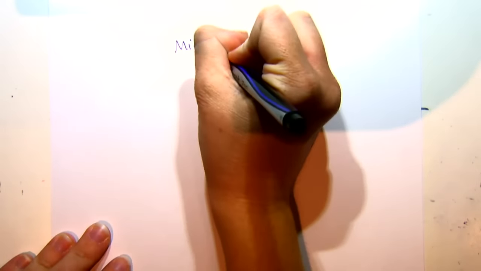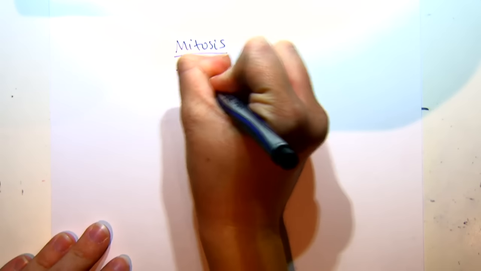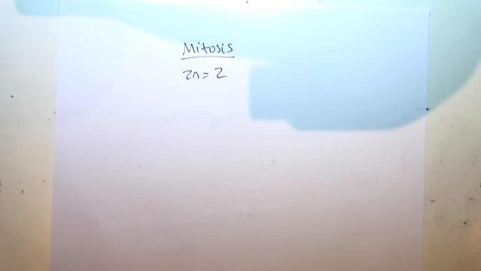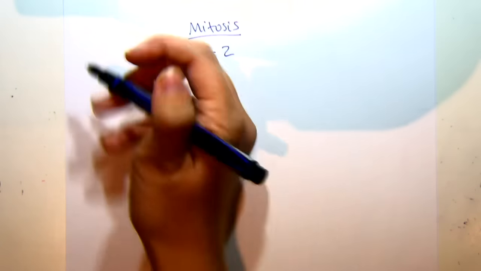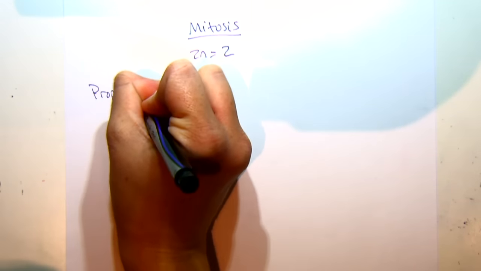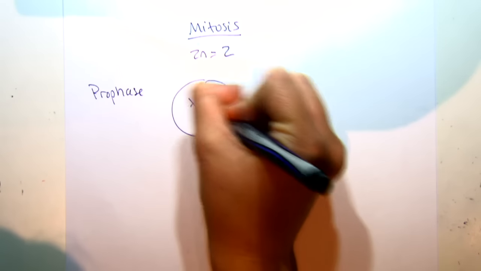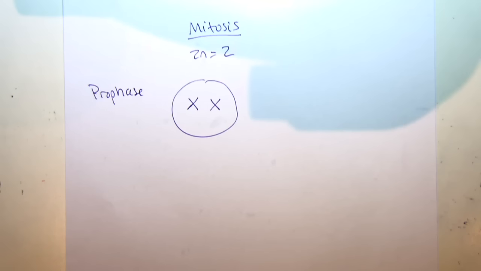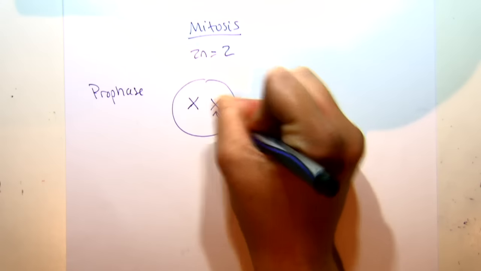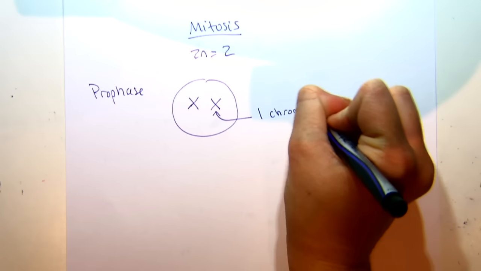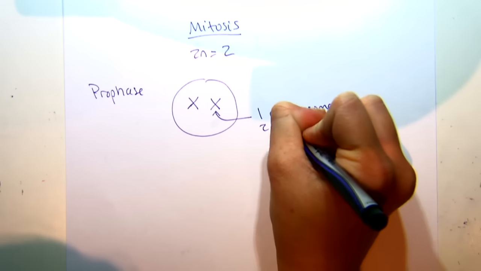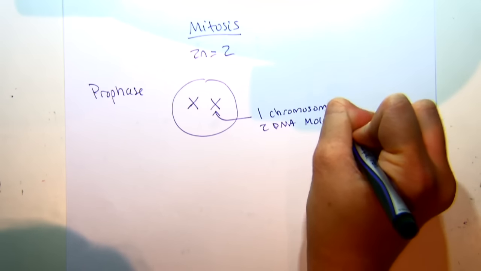All right, so I'll just draw through the phases real quick so that we're all clear on everything that's going on. So we'll start with mitosis. I'm going to keep it nice and simple, and I'm just going to use 2 chromosomes. So at prophase, we're going to have 2 chromosomes. Those chromosomes are replicated, so they're made of 2 DNA molecules each. So this is 1 chromosome, but it is 2 DNA molecules.